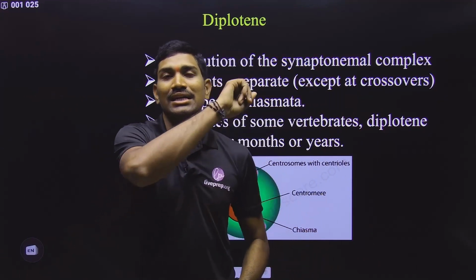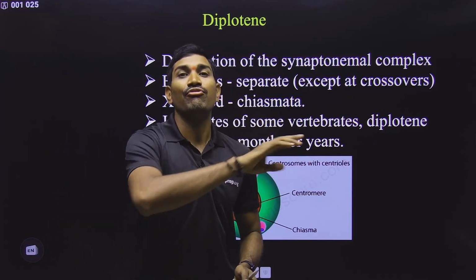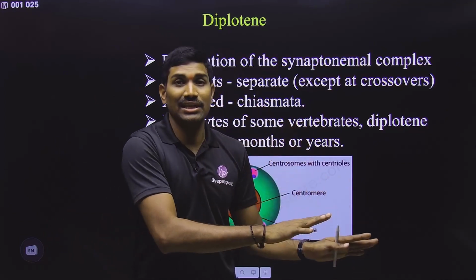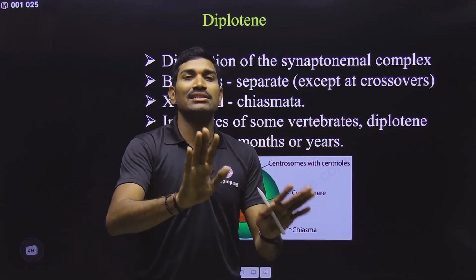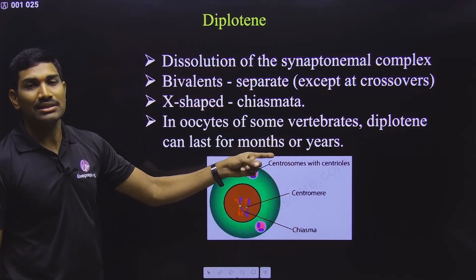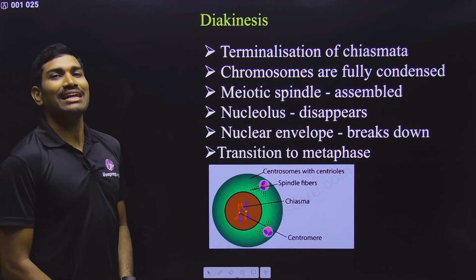It starts in oogenesis, in the case of humans, in the fetal stage, and it is arrested there till puberty. That means for several years it is arrested. So this concept again you need to interlink with humans. Next one is regarding the diakinesis.